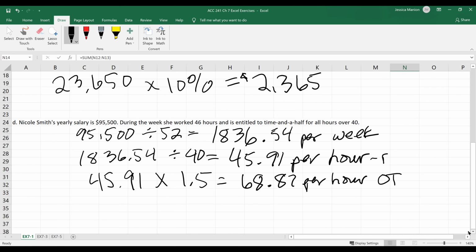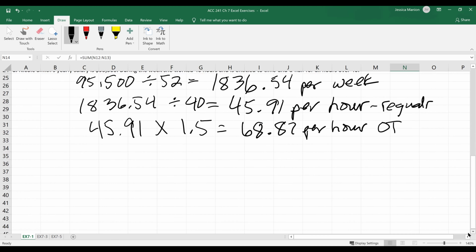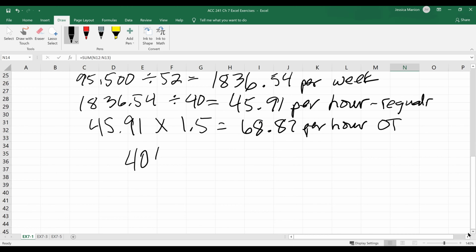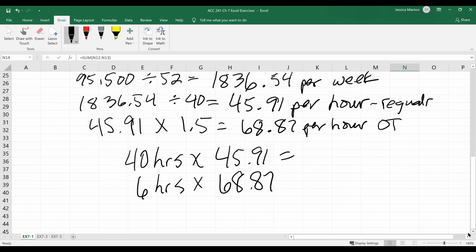So this is regular pay. Oh, I spelled that wrong, but whatever. And this is overtime per hour. Okay. So if she worked 46 hours, then she's going to get 40 hours at her regular pay, 45.91. And then she's going to get 6 hours at her overtime, 68.87 per hour.